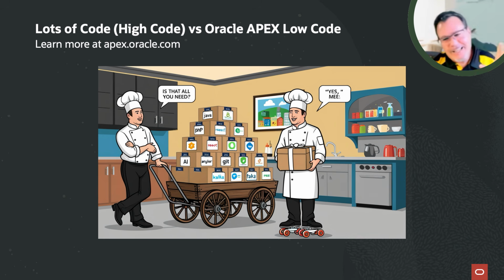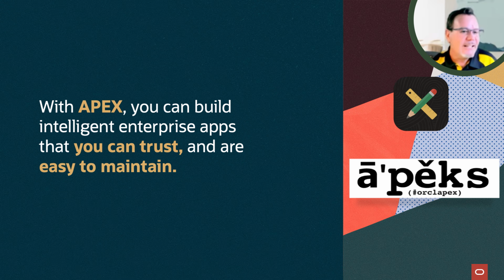But the thing is, we've got to give AI a little bit of slack here. Maybe it knew this chef needed an extra hand or 3 arms to juggle all of that high technology. Who knows? But you've got to be aware of the caveat. AI is not a silver bullet, at least not yet. But with Apex, you can build intelligent enterprise apps that you can trust, that are easy to maintain. And that is the big, big value proposition here.